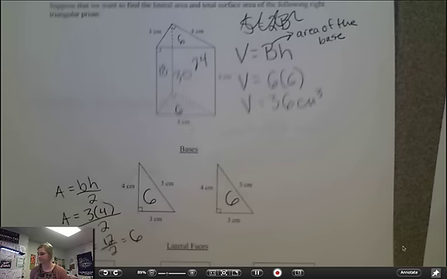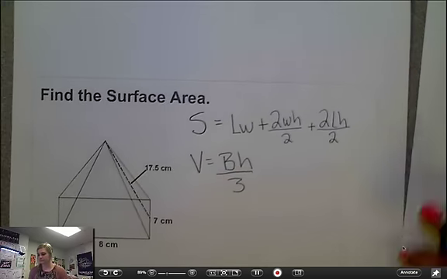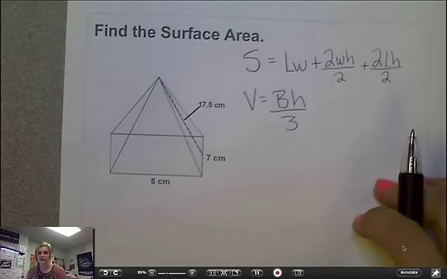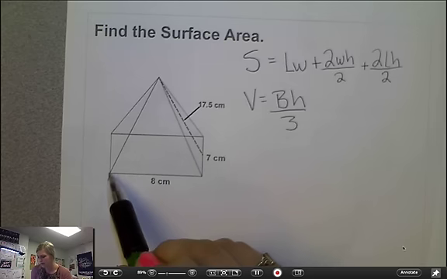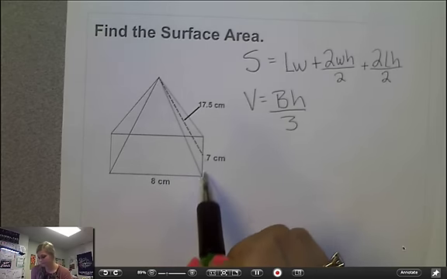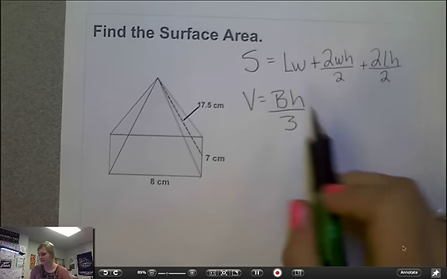Next example. I have, this is a rectangular pyramid. A lot of you guys have seen pyramids before, and it's called a rectangular pyramid because the bottom of it is a rectangle. Okay, so the surface area, I already have these formulas written down.